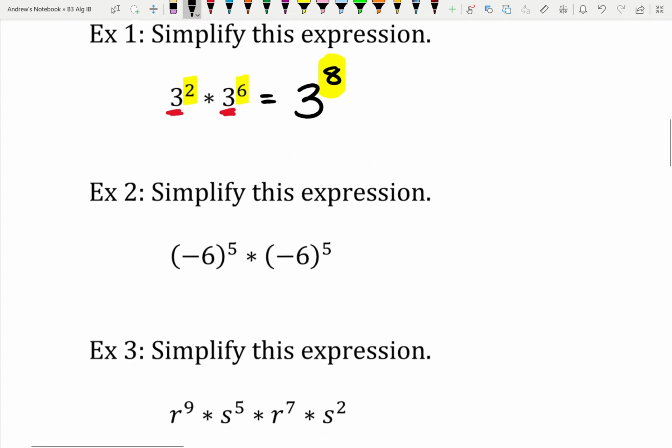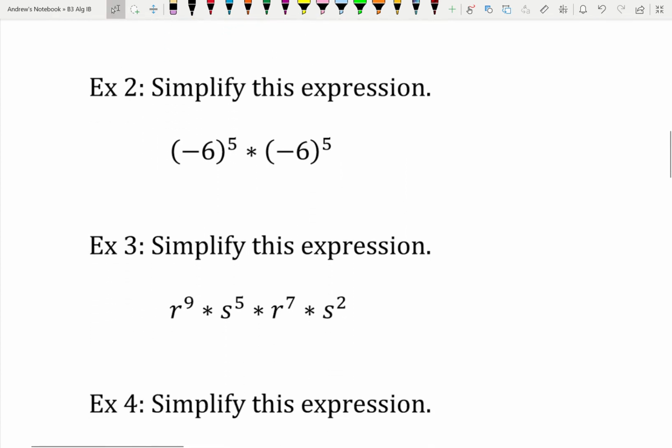Right. Ooh, this one looks tough. But really, it's not so bad, right? The base is -6. It just happens to be in parentheses, but that's okay. It's -6 on both of them. We have the same base, so we can use that same property. What I'm going to do is put down that same exact base, -6 in the parentheses, and then I'm going to put that power on there.